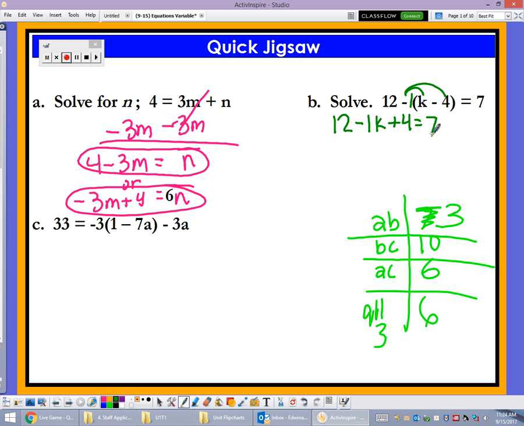Now this is something that I can work with because at this point I just need to combine like terms. Lucy, what are my like terms? 4. And is 7 on the same side of that equation? No, so which one is it? Very good, 12. Remember, we only combine like terms with things on the same side. So what's 12 plus 4, Lucy? 16. So I'm going to have 16 minus 1k, or you could just write minus k, is equal to 7.